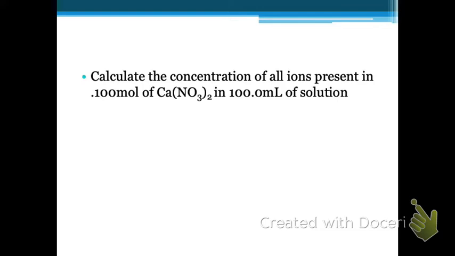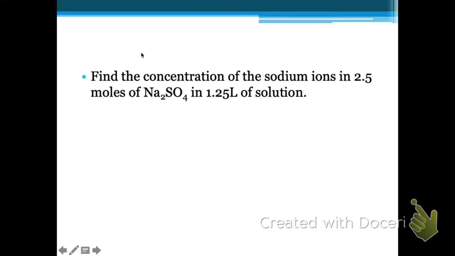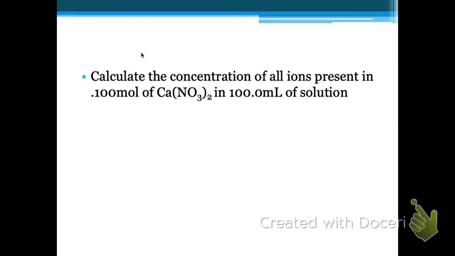It says calculate the concentration of all the ions present in 0.1 mole of calcium nitrate in 100 mL of solution. So we're going to calculate the ions present. Before we even do any calculations, I want to ask you what ions would be present here? If this separates, what ions would it separate into? Calcium and nitrate. It would become calcium with a +2 charge. And then how many nitrate ions would form? 2. I would have 2 nitrate ions.